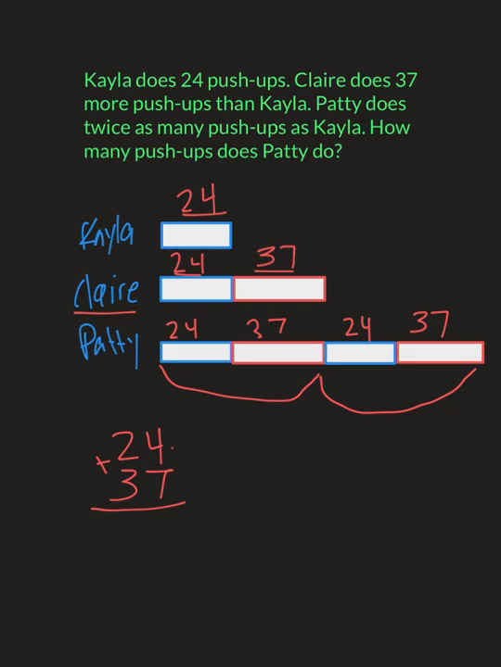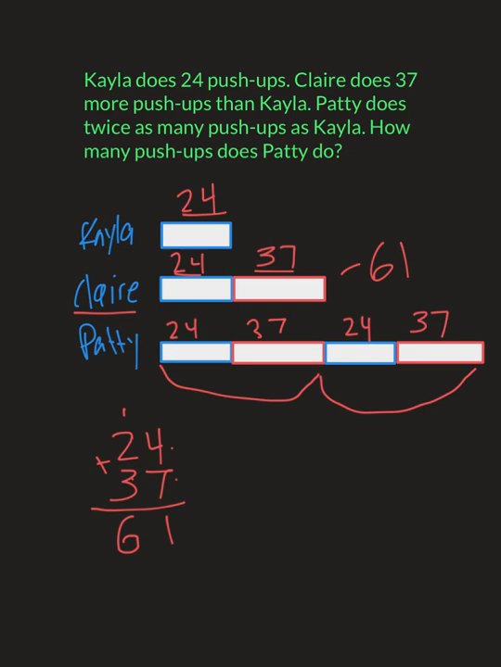And we can get 4 plus 7 gives us 11. So we put a 1 down and carry a 1. 1 plus 2 is 3. 3 plus 3 is 6. So Claire has 61 total push-ups.